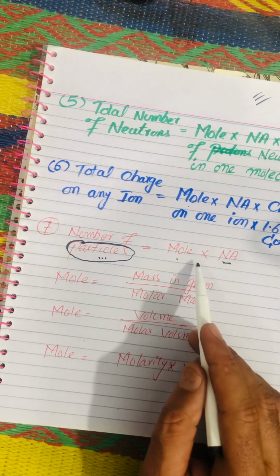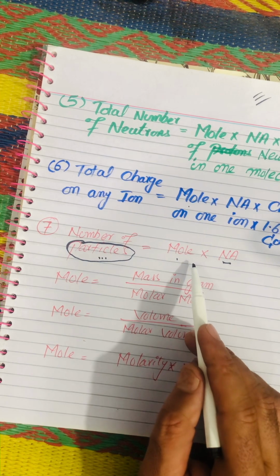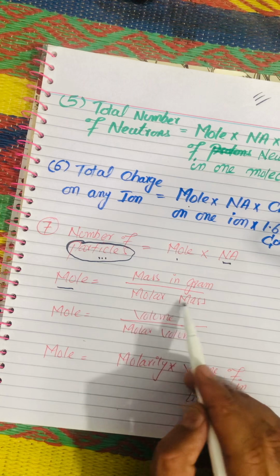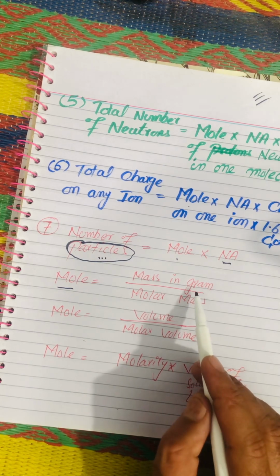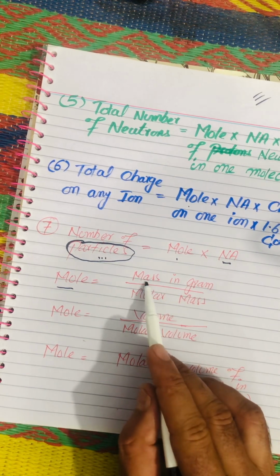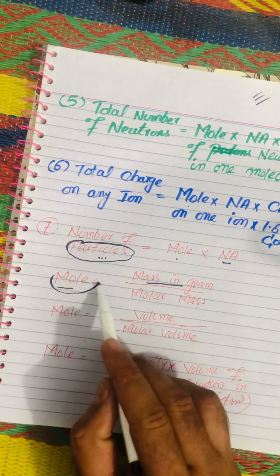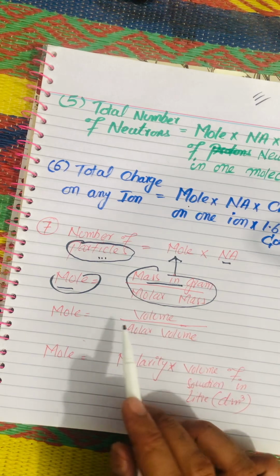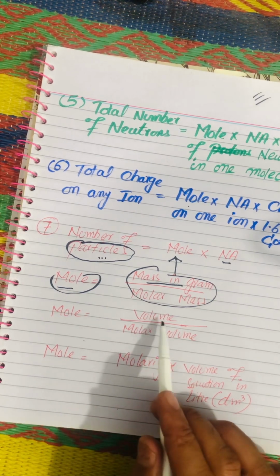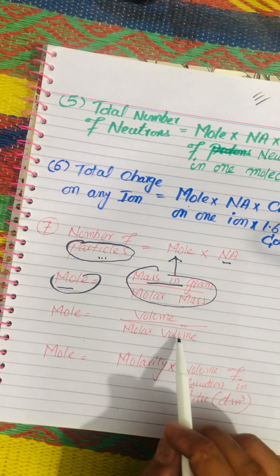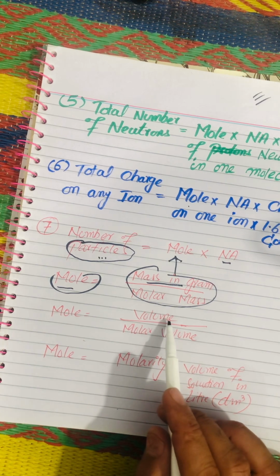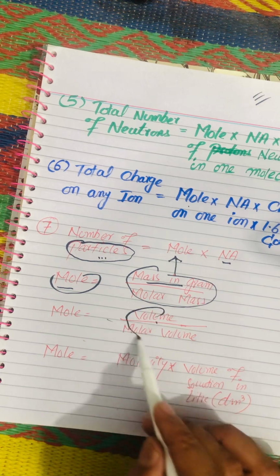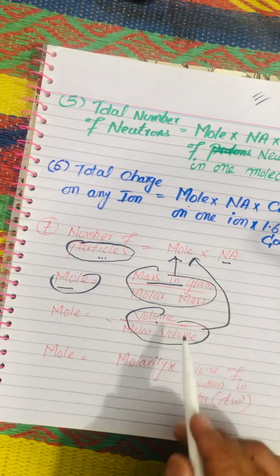Students, in the previous short video, we discussed that mole is equal to mass in gram divided by molar mass. So when the amount is given in mass, you will put the value of mole in this formula. Similarly, mole is also equal to volume divided by molar volume. When the required value is given in volume, we will use this formula in place of mole.